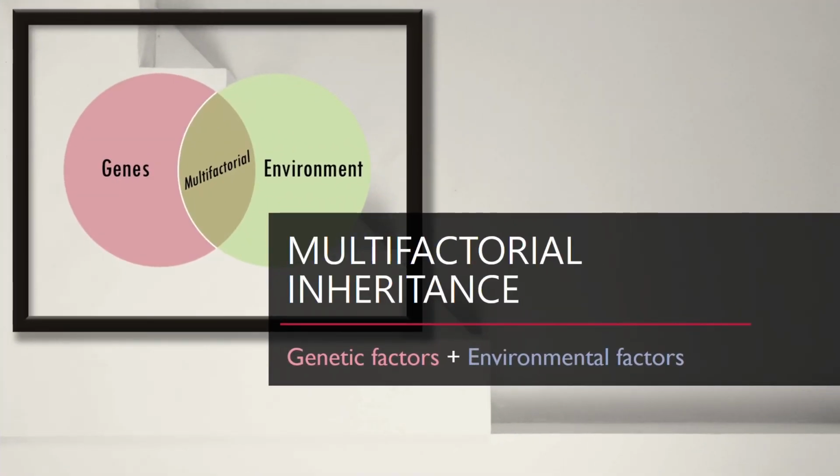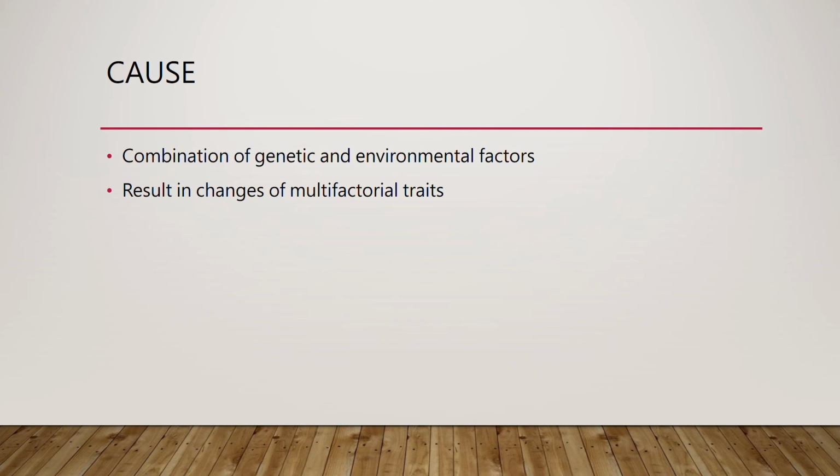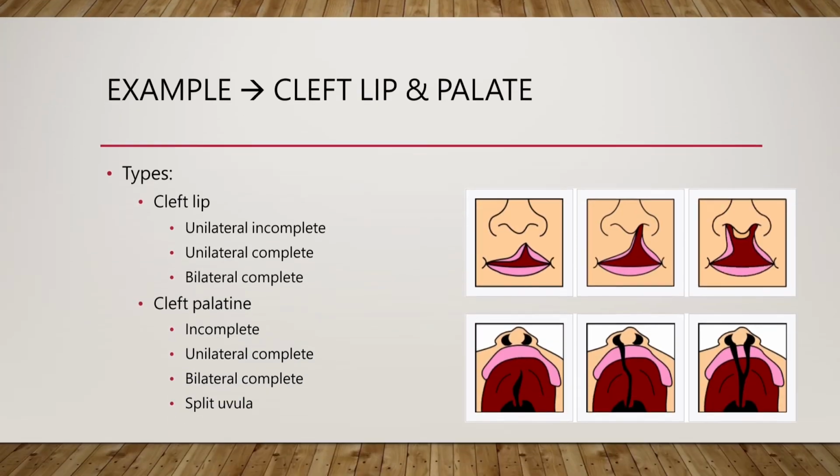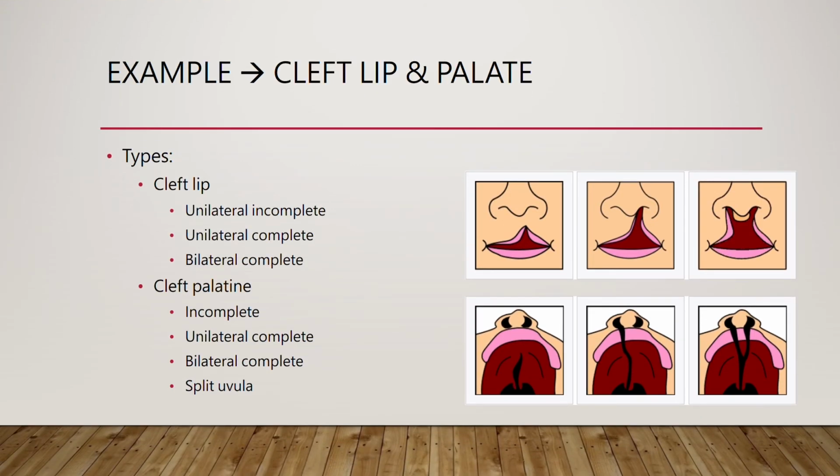Multifactorial inheritance. It is caused by the combination of genetic and environmental factors, which result in changes of a multifactorial trait. For example, we will discuss cleft lip and palate. Cleft lip and palate can both be divided into complete and incomplete types, based on the cleft depth and length as shown in the picture, from incomplete to complete from left to right.